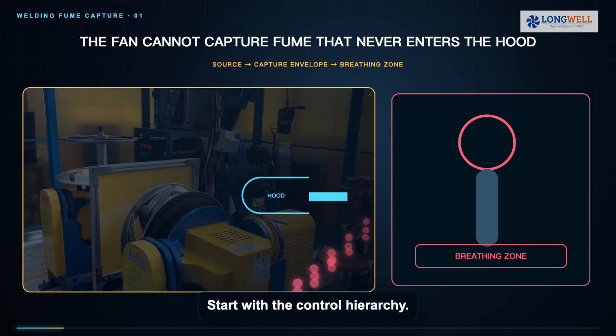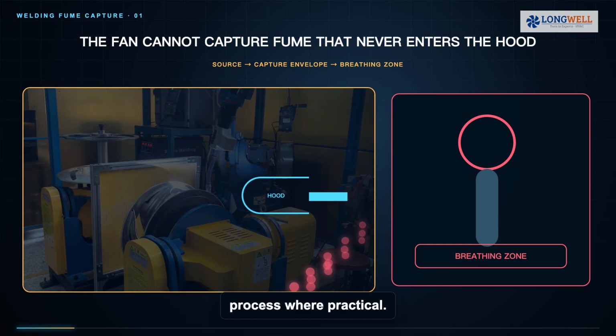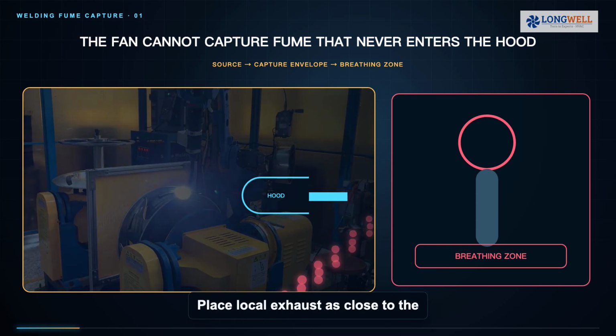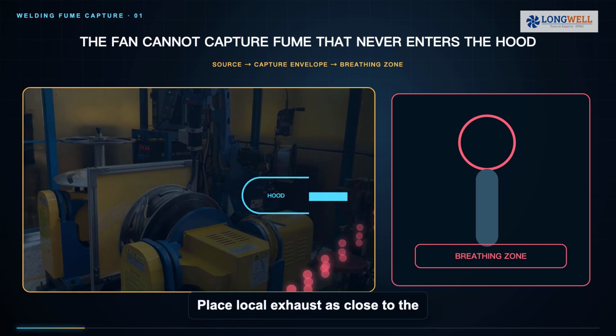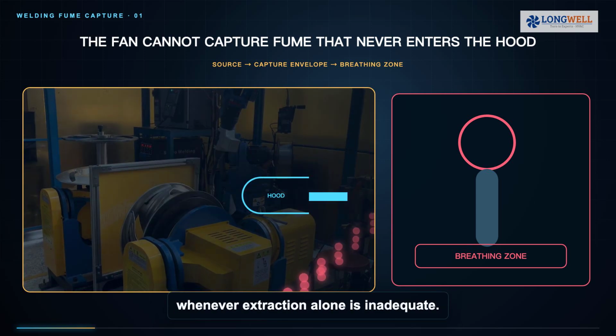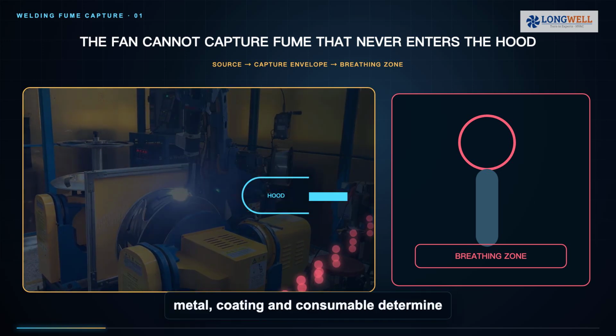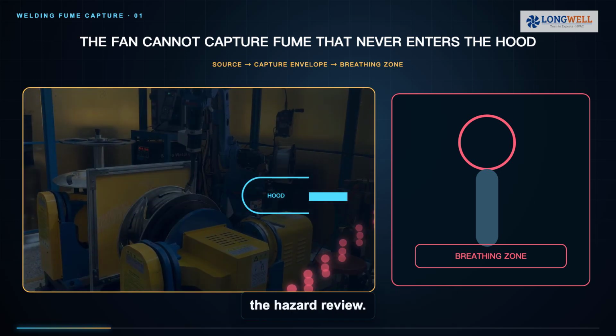Start with the control hierarchy. Reduce or enclose the fume-producing process where practical. Place local exhaust as close to the source as the work allows, and use appropriate respiratory protection whenever extraction alone is inadequate. The exact process, metal, coating, and consumable determine the hazard review.